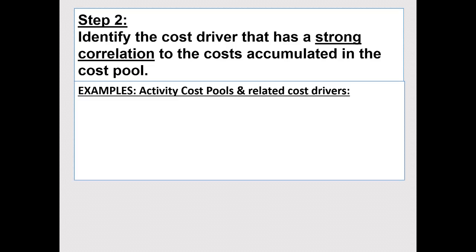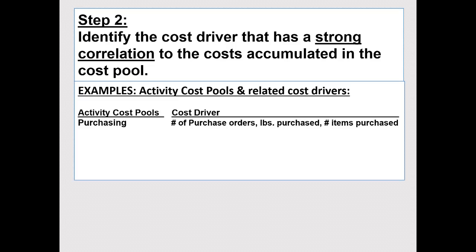And in step 2, they identify the cost driver that has a strong correlation, meaning incurrence of activity would cause incurrence of cost. So some examples of this would be if you had a purchasing cost pool, you might allocate based on number of purchase orders. It might be pounds purchased or number of items purchased. It really just depends on what the company thinks is the best cost driver. Machine setup, it might be number of setups required or it might be number of batches.